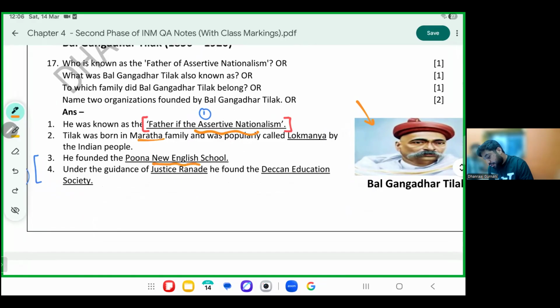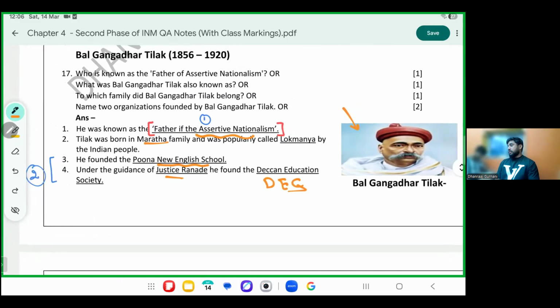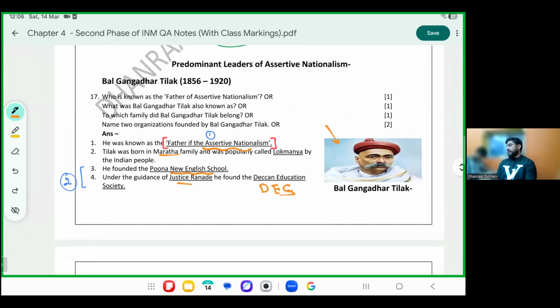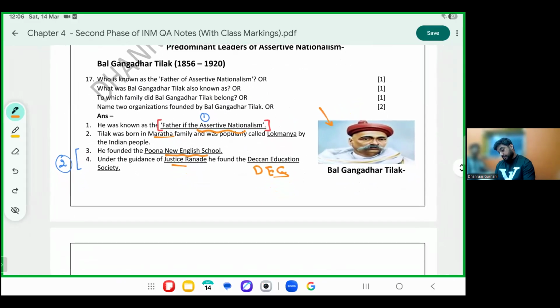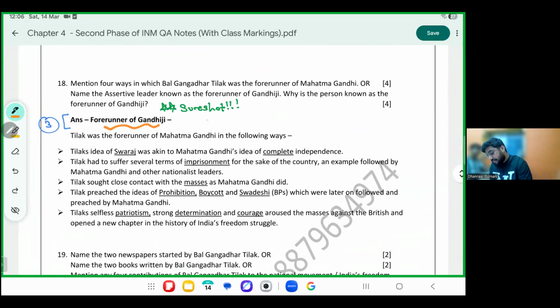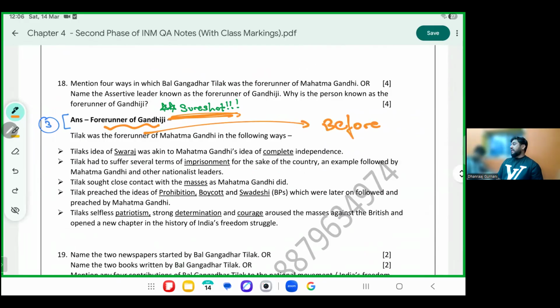He started the Pune New English School, and under the guidance of Justice Ranade, he also started the Deccan Education Society. This is considered as point number 2 because it speaks about organizations, so organizations have been put together as a point. Point number 3, forerunner of Gandhi. Please mark short. Forerunner means before. You might not feel nice, but whatever Gandhi did was a copy of Tilak. Whatever Tilak did, Gandhi did similar things, but only the era was far different. The timeline was far different.